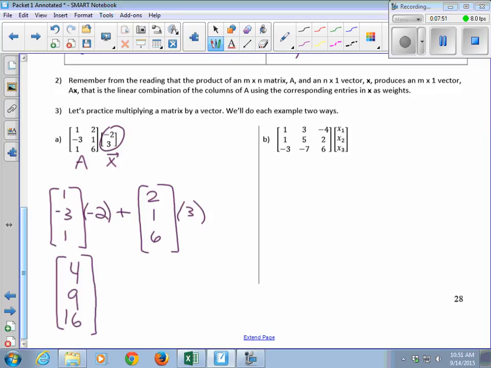That's how you multiply a matrix times a vector. Take a linear combination of the columns of the matrix, using the entries in the vector as the weights.